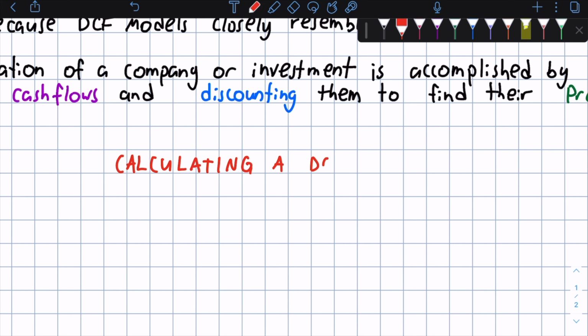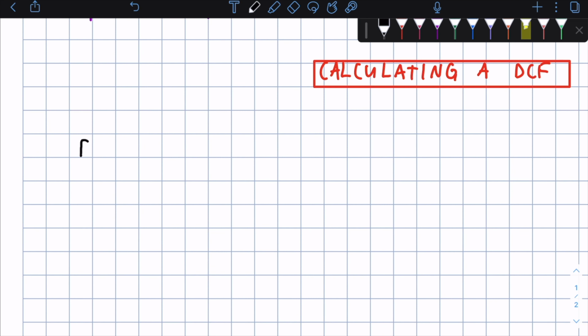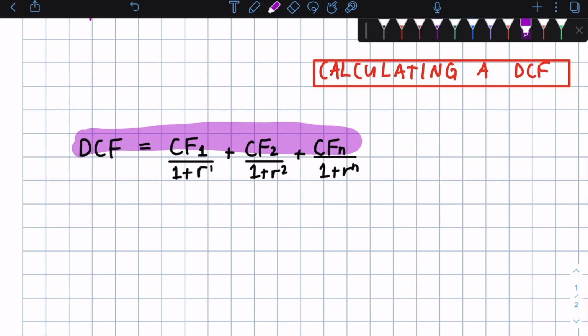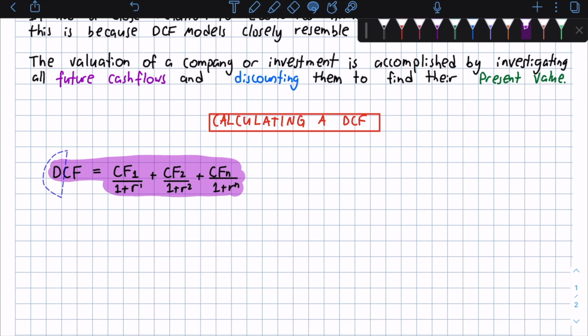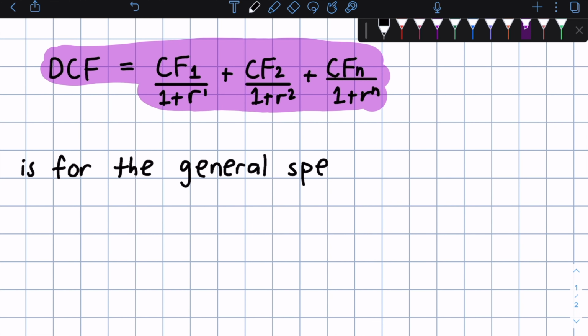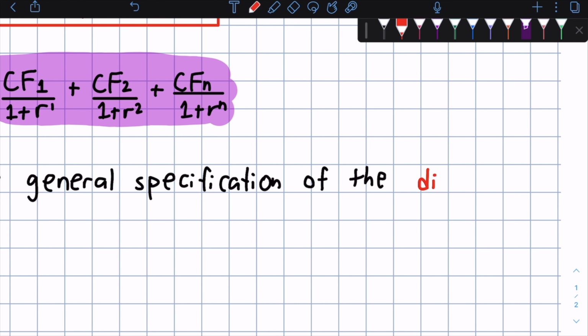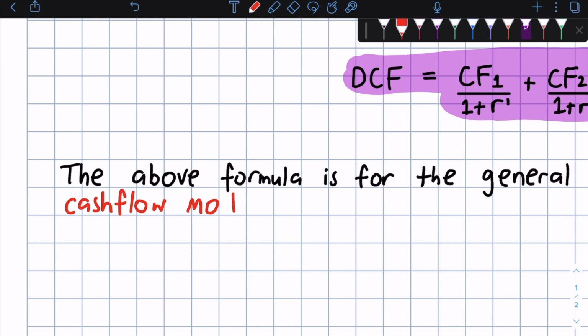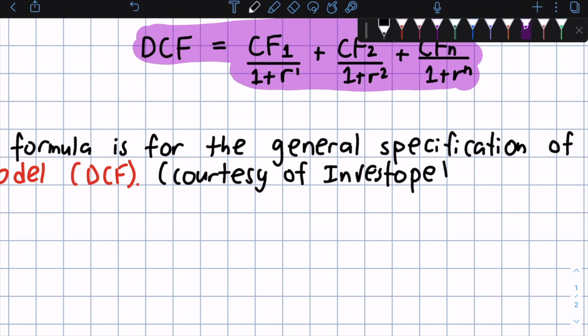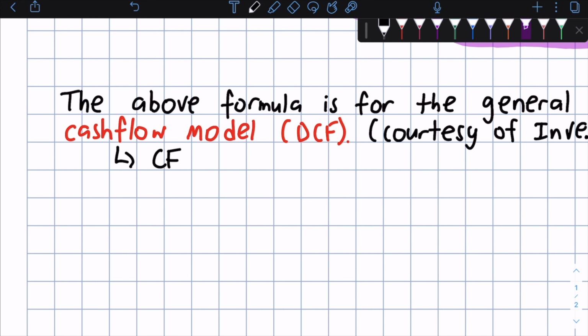So let's talk about how we could calculate a DCF, and this is very important for actually using it. So a DCF here we can see is a series of cash flows discounted by the interest rate R, and this is also called the discount factor. The above formula is for the general specification of the DCF model, and this is taken from Investopedia, but it's pretty much the same everywhere you look.